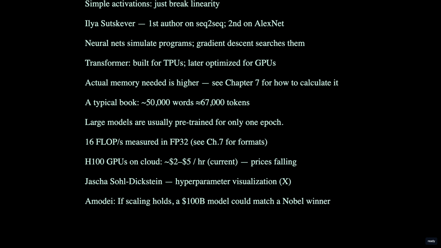Anthropic's Dario Amodei claimed that under the scaling hypothesis, the idea that larger models trained with more compute get predictably better, a single $100 billion model might reach the problem-solving level of a Nobel laureate.